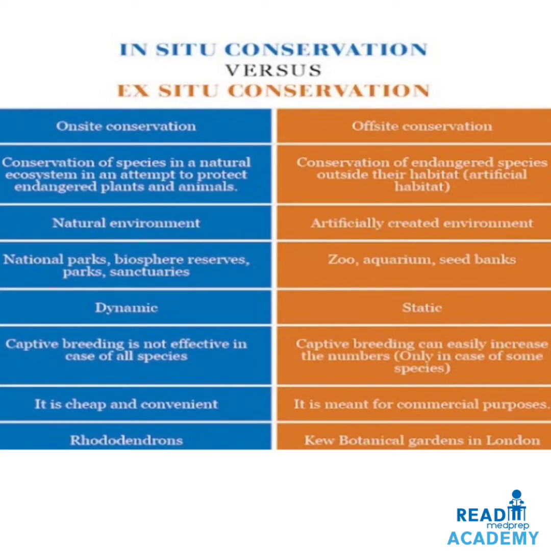Examples of in situ conservation are the national parks, the biosphere reserves, parks, and sanctuaries, whereas for ex situ conservation, the zoo, aquarium, and seed banks. In situ conservation is a dynamic conservation, whereas the ex situ conservation is a static conservation. In in situ conservation, captive breeding is not effective in cases of all species, whereas in ex situ conservation, captive breeding can easily increase the numbers, only in case of some species. In situ conservation is cheap and convenient, whereas ex situ conservation is meant for commercial purposes. Example of in situ conservation is rhododendrons. Example of ex situ conservation, Kew Botanical Gardens in London.